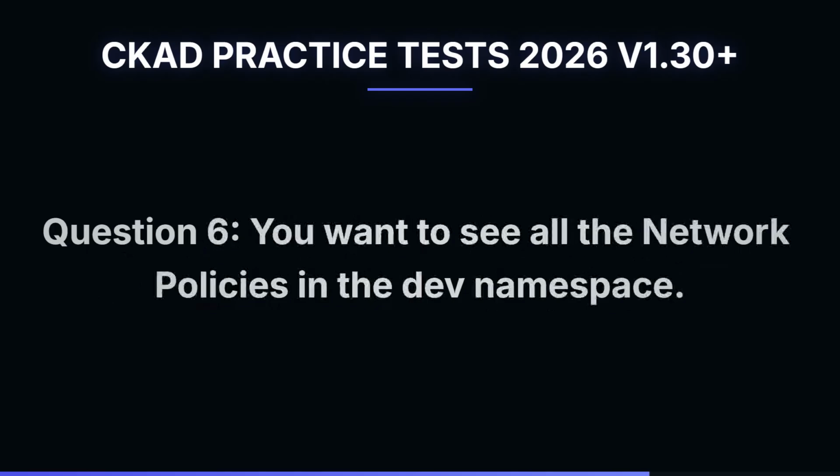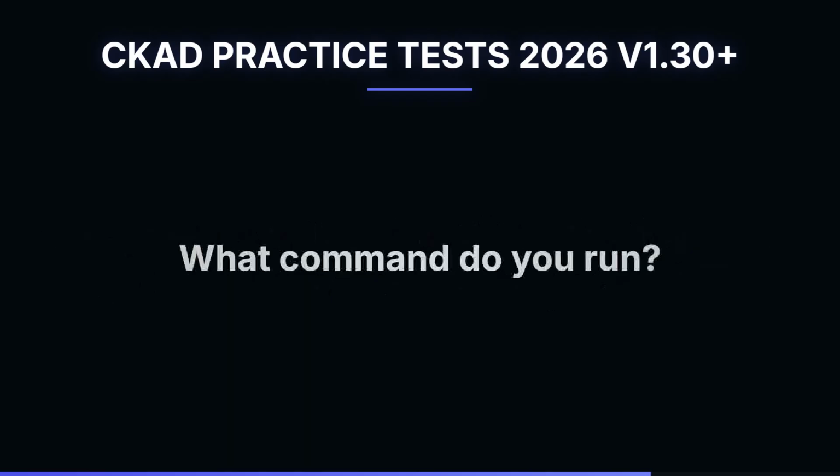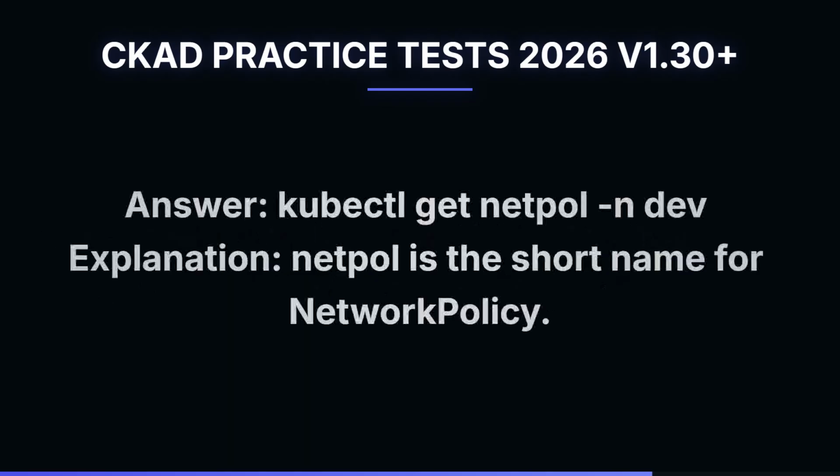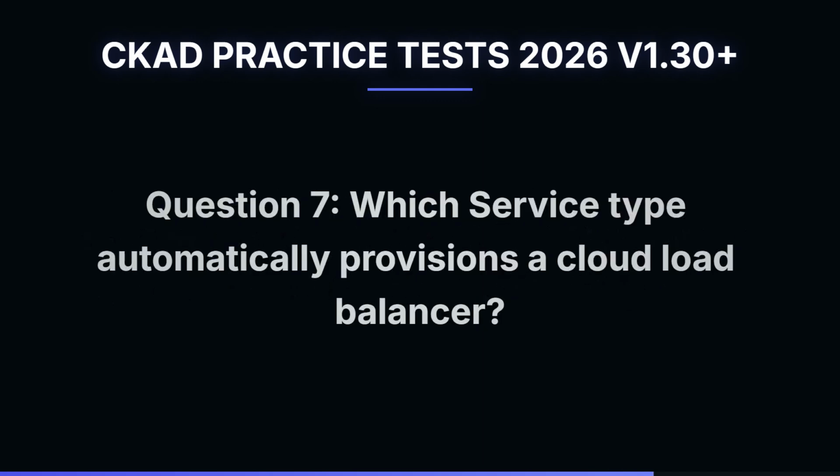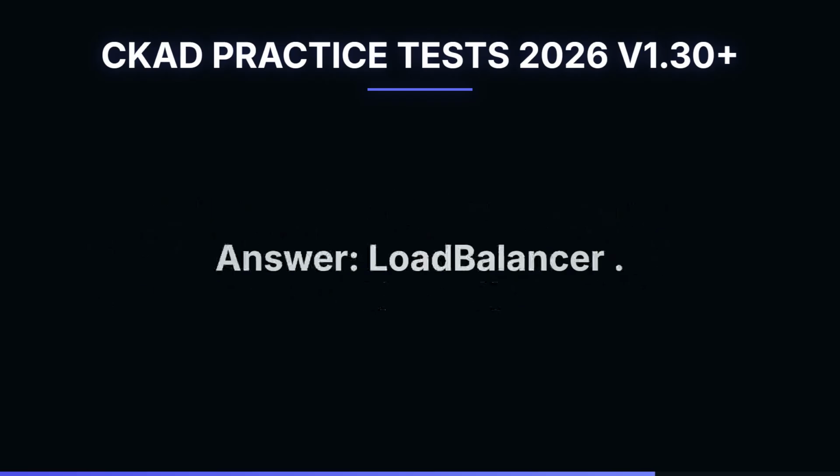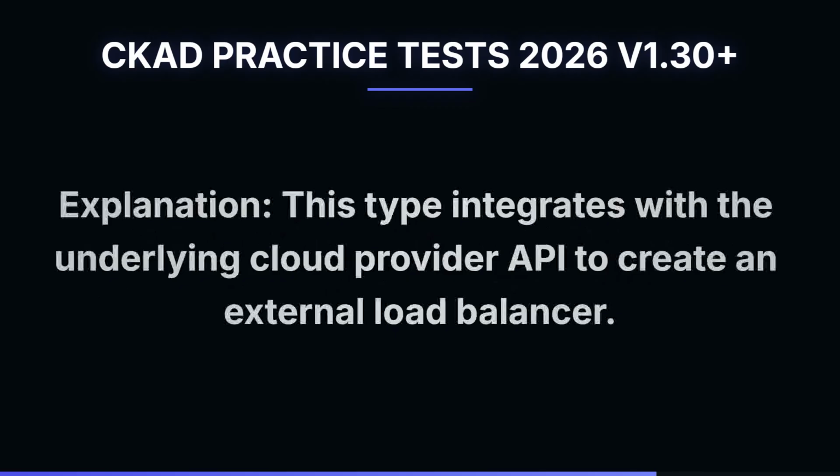Question 6. You want to see all the network policies in the dev namespace. What command do you run? Answer: kubectl get netpol -n dev. Explanation: netpol is the short name for network policy. Question 7. Which service type automatically provisions a cloud load balancer? Answer: LoadBalancer. Explanation: this type integrates with the underlying cloud provider API to create an external load balancer.